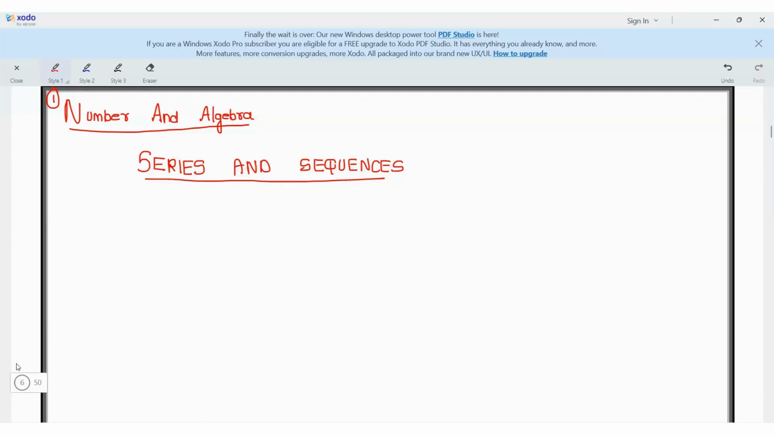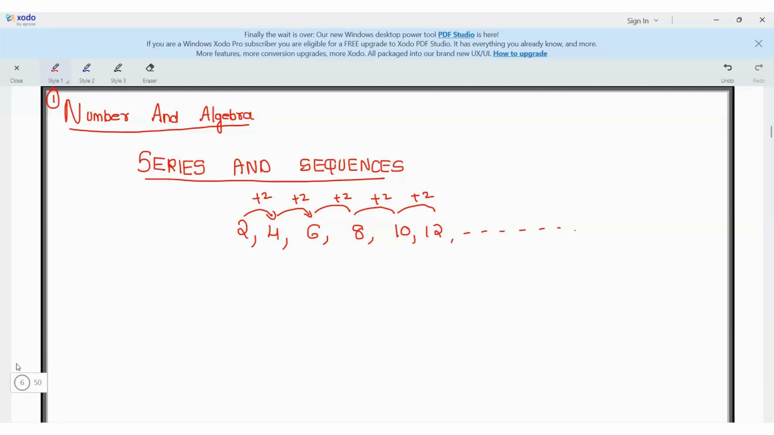For example, if I have a set of numbers like this, 2, 4, 6, 8, 10, 12, you know that these numbers follow a special pattern, isn't it? What is the pattern? To get the succeeding term, you have to add 2 to the preceding number. This is the nth term of the sequence. I'll come back to that. The formula, everything I'll explain.